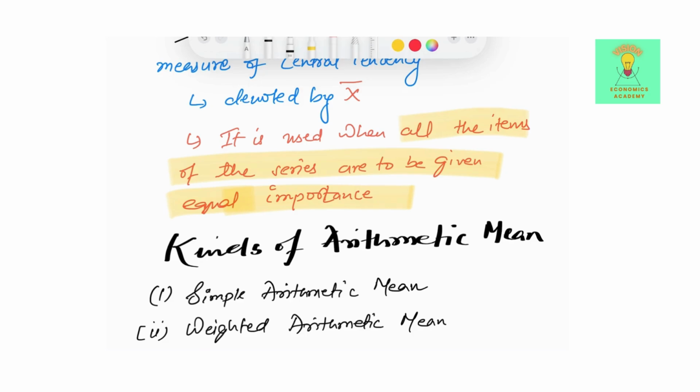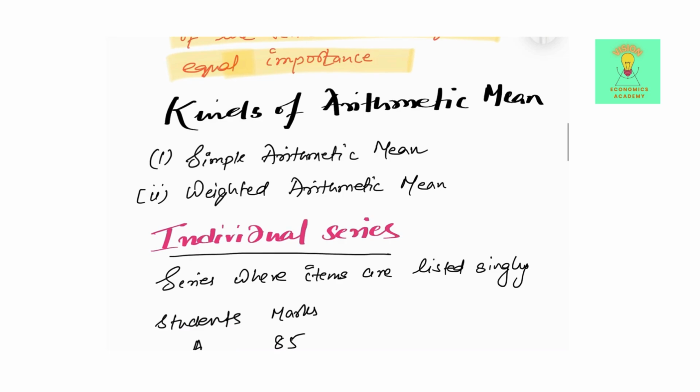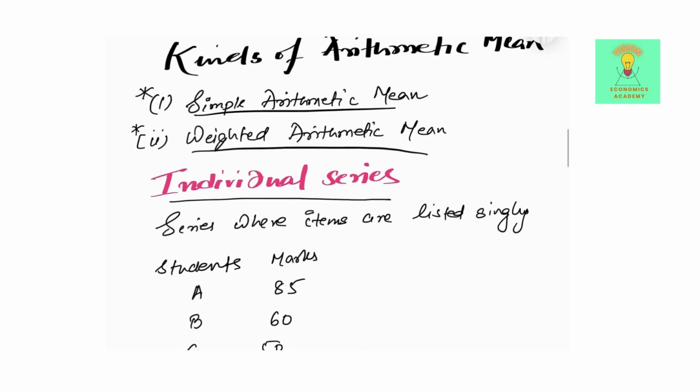Then, kinds of arithmetic mean. There are two types of arithmetic mean that we will be covering. One is simple arithmetic mean. Second is weighted arithmetic mean. Okay, we will be covering both.